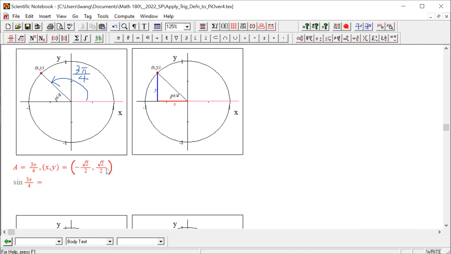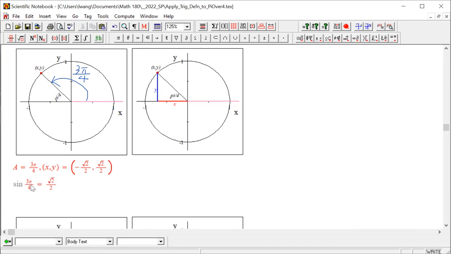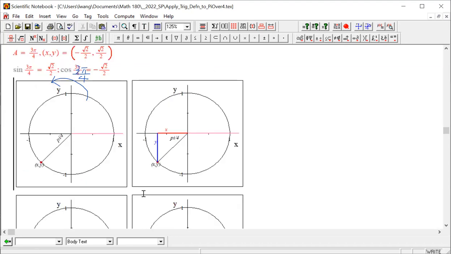It's a positive root 2 over 2. Okay, I'm taking the wrong number. It's y, okay? Sine is sine. Cosine of this angle, which is 3 pi over 4, is equal to negative root 2 over 2. So that's the case when the terminal terminates in the second quadrant, and pi over 4 is the reference angle.